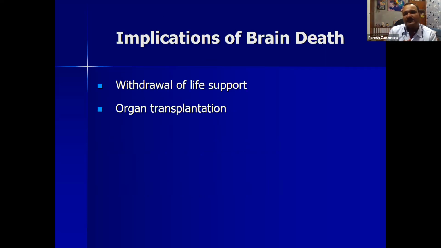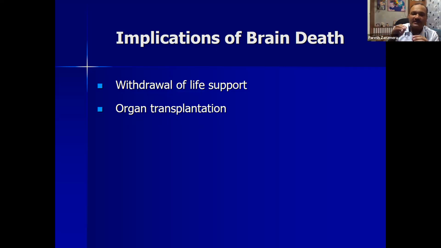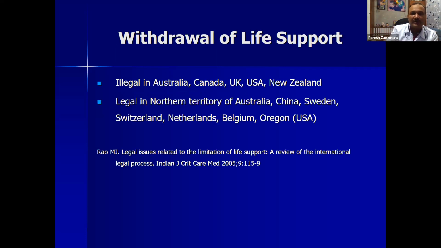So why brain death? Why do you want to declare any person brain dead? There are two major implications. One is withdrawal of life support, and two is organ transplantation. I told you earlier that there is a 0% possibility that this patient will survive once the patient has been labeled as brain dead, right? So this will help the relatives to withdraw the life support.